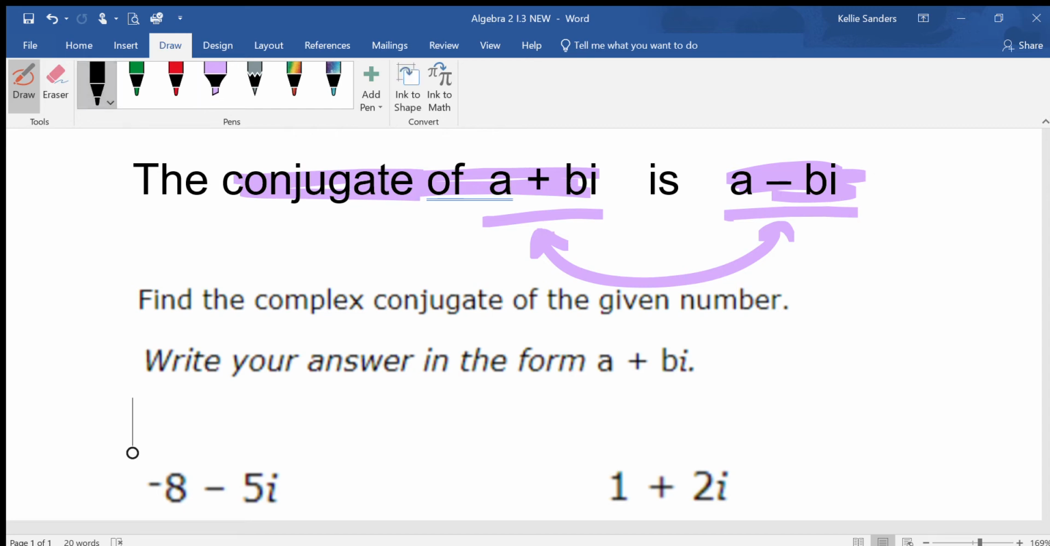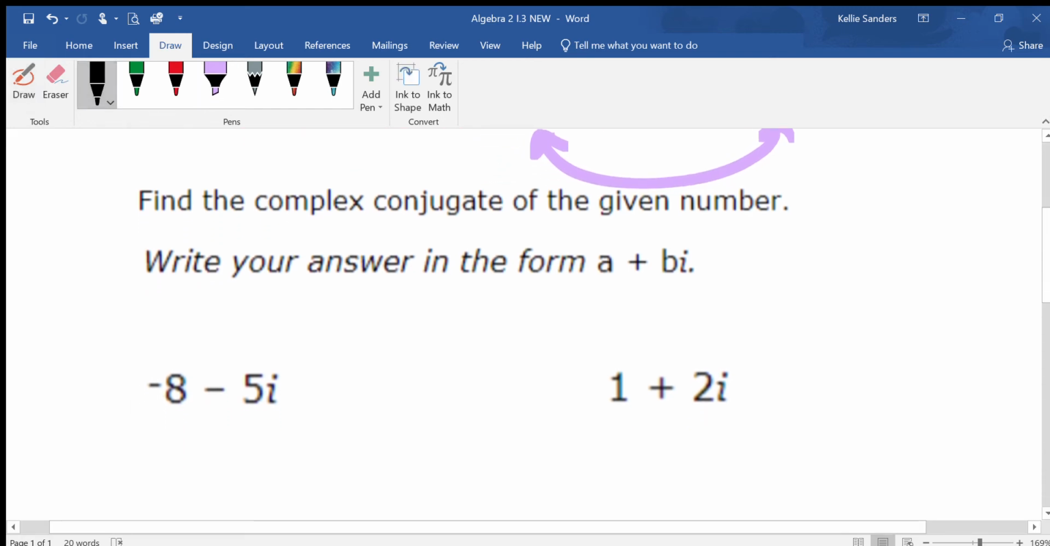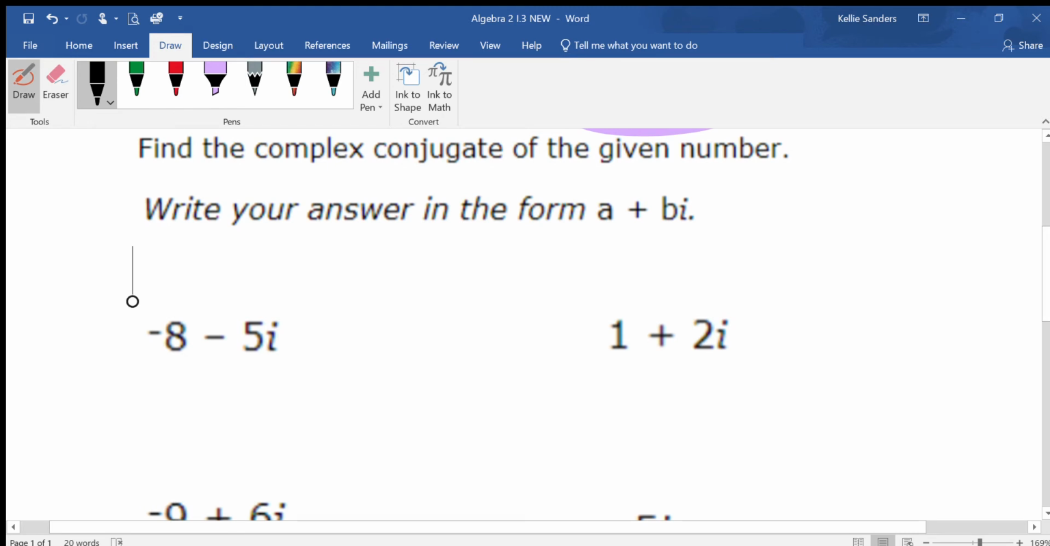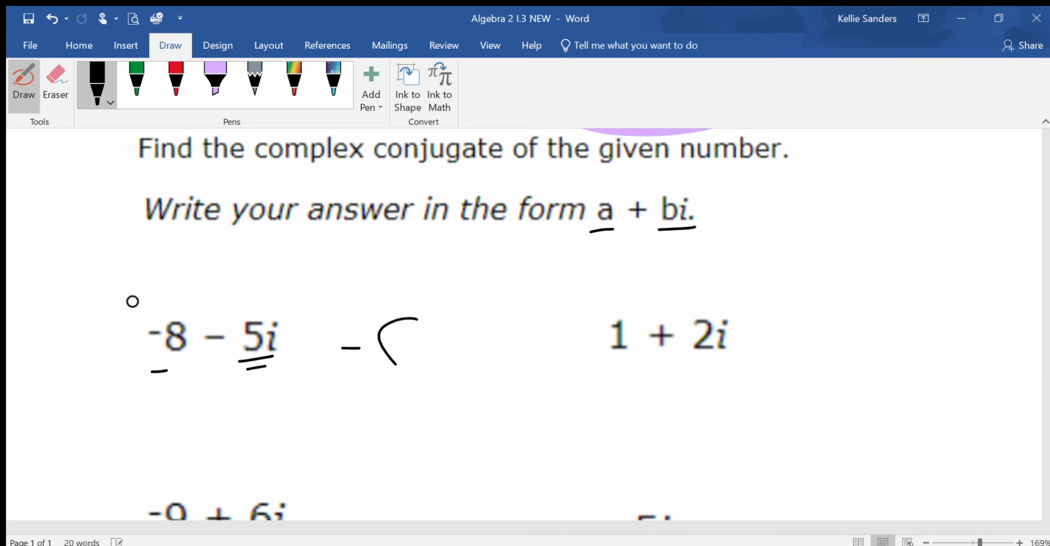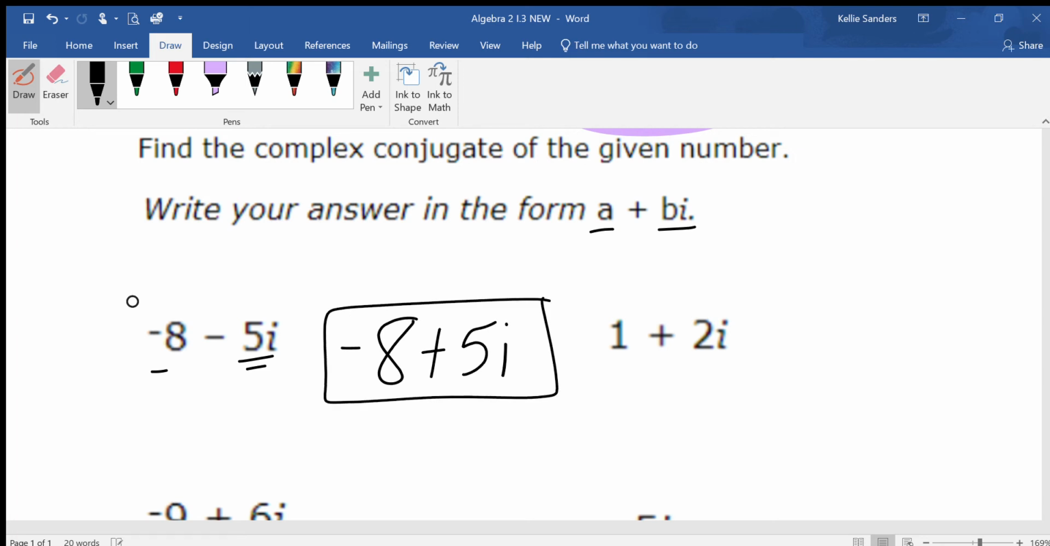Find the complex conjugate. Let me scroll up. Find the complex conjugate of the given number. Write your answer in the form real number plus imaginary number. Here's your real number. Here's your imaginary number. The conjugate is negative 8 plus 5i. All you do is change the sign of the imaginary number. 1 plus 2i, 1 minus 2i.